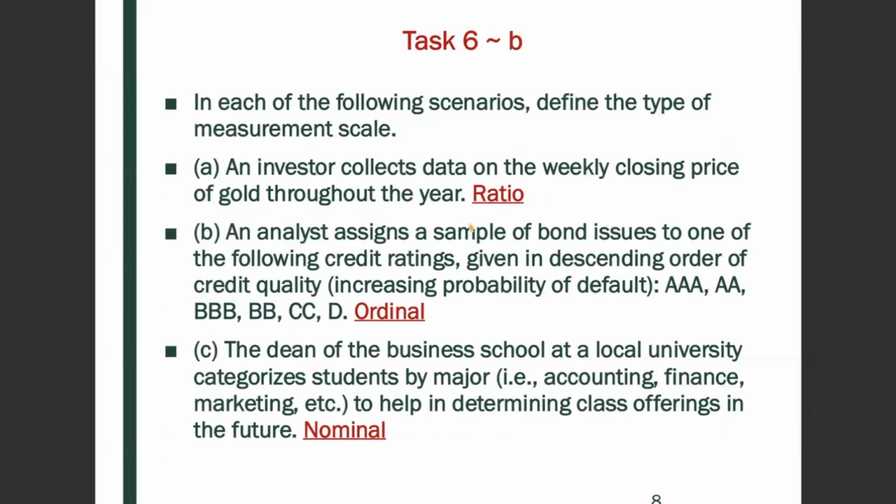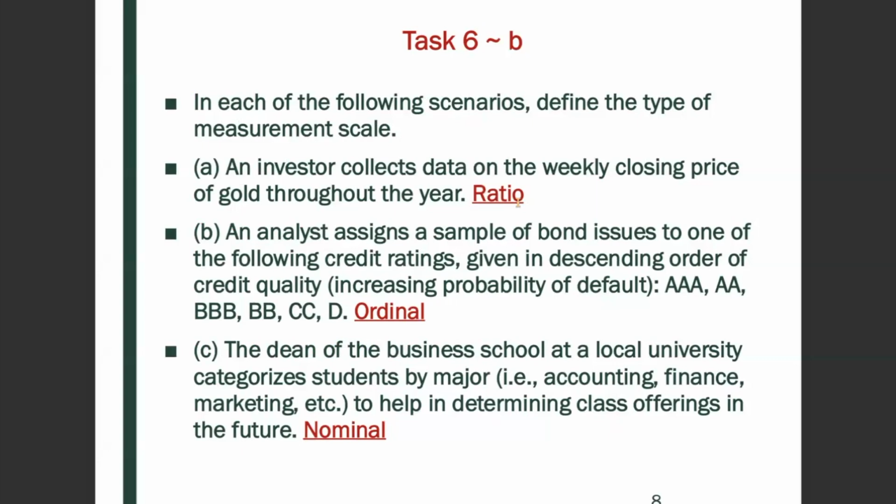Task 6B, which is our last task. In each of the following scenarios, define the type of measurement scale. So an investor collects data on the weekly closing price of gold throughout the year. This would be a ratio.